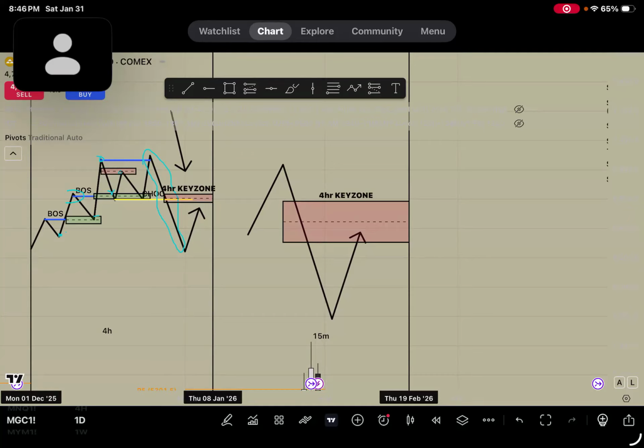Let's say on the 15-minute time frame, we see how it came with its zone, and we can see all that's going on in this key zone.